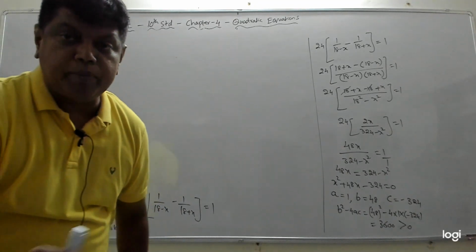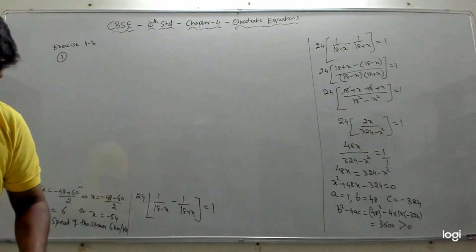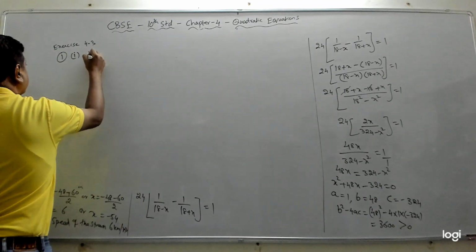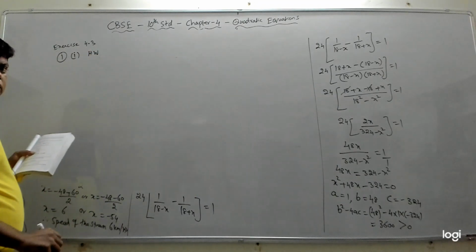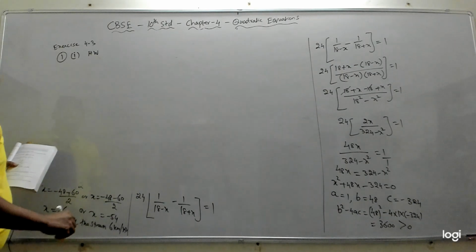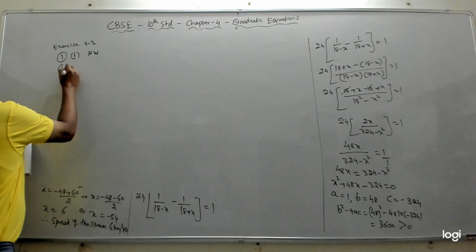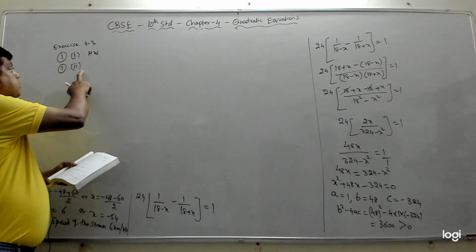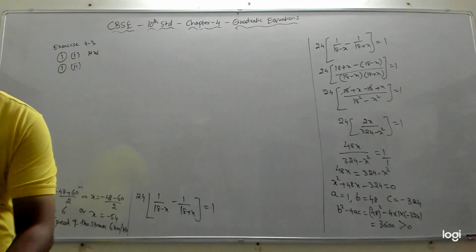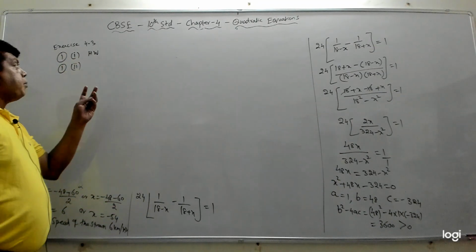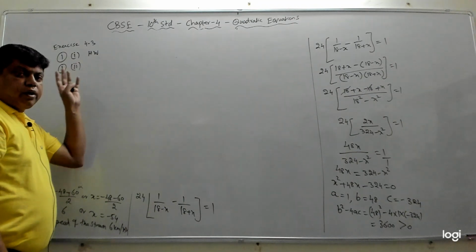So let me start with the first problem. The first subdivision should be easy. You can do it as homework. I will do the second one. So whatever method I follow for the second, you do the same for the first one. We have also already done in the previous videos how to do the method of completing squares. The first one is an easy problem, so you can try it as homework.